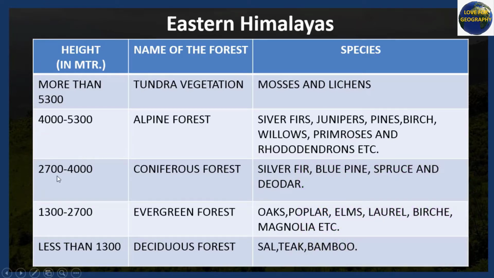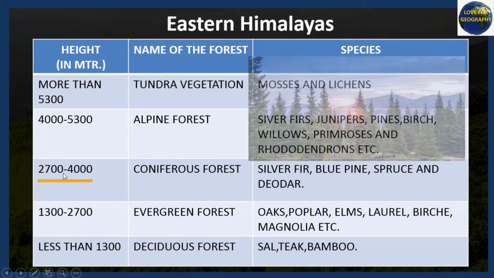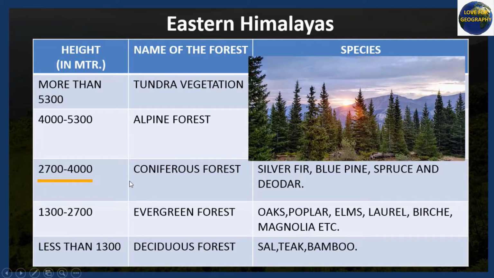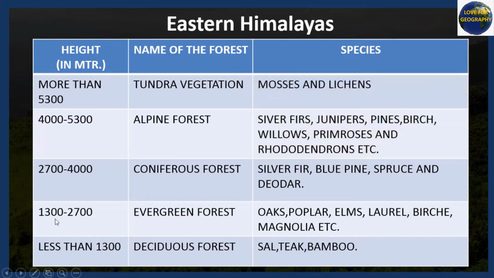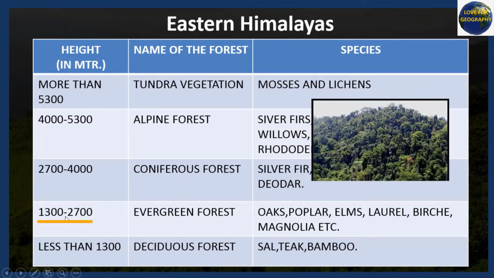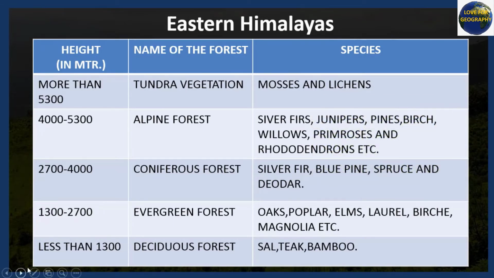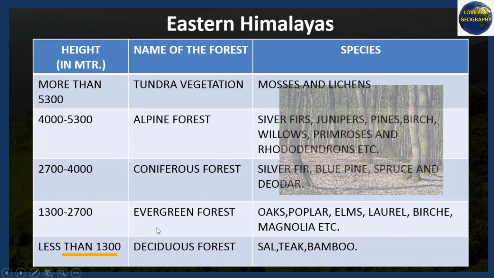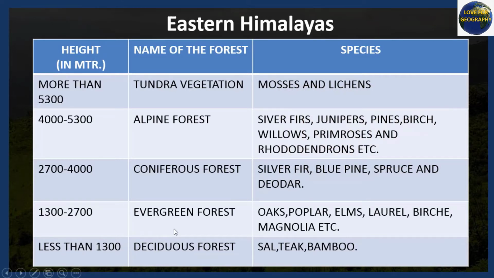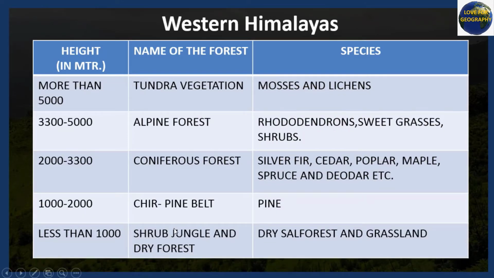Next, from 2,700 to 4,000 meter height, there will be coniferous forest. After that, from 1,300 to 2,700 meter height, there is evergreen forest. And at the last, where the height is less than 1,300 meter, there you can see the presence of deciduous forest. Next, for the Western Himalayas also, you can see the same things.